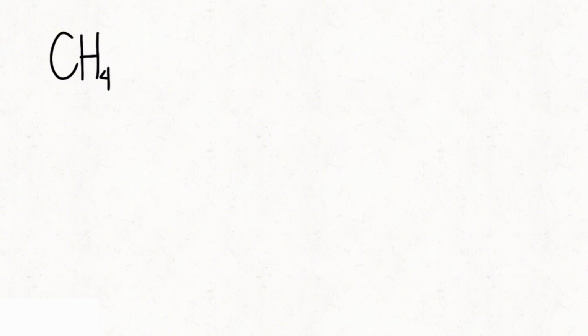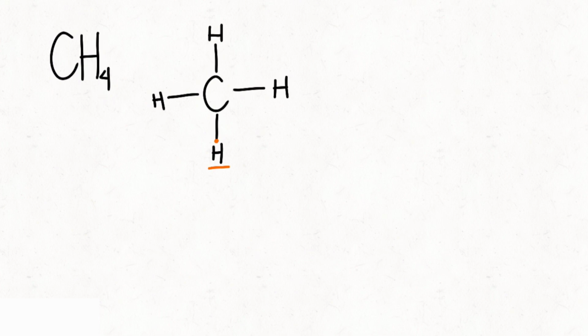Let's have this example, CH4. Let's draw the structure of CH4, which is this. As you can see, this compound has covalent bonds. They are sharing their electrons, and you know that the maximum electrons of hydrogen is only 2. So this hydrogen has only 2 electrons. That means it is already enough for this hydrogen. And same goes with the other 3 hydrogens. They only have 2 electrons each.